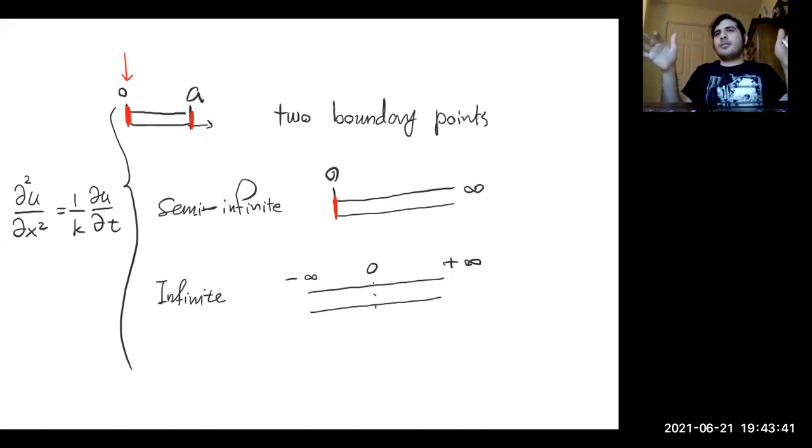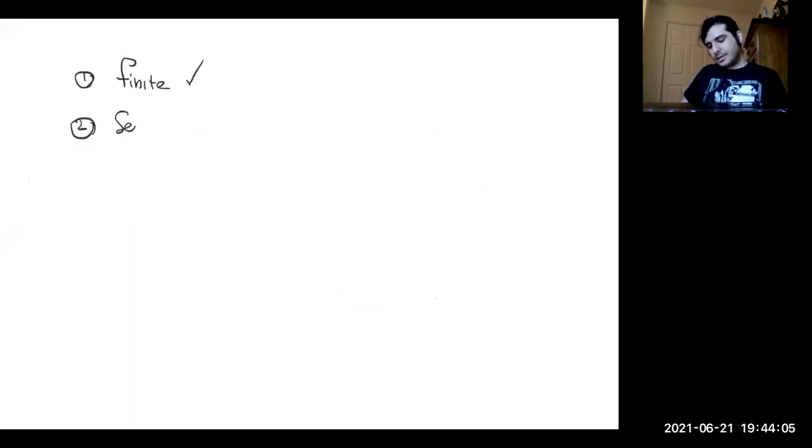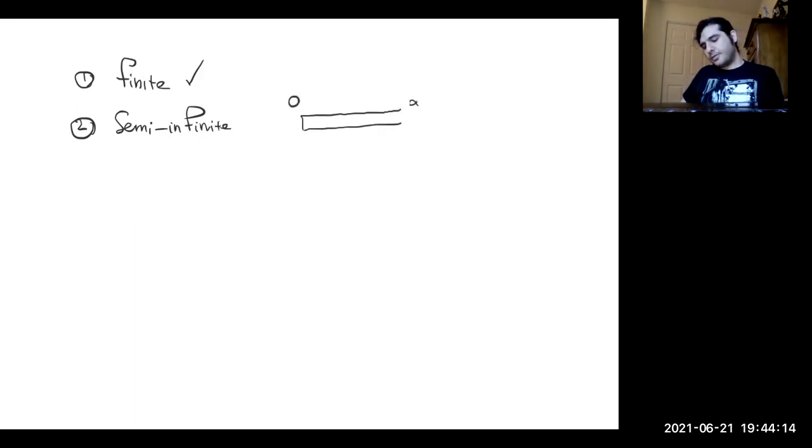The equations are the same. The domain of this function u is changing, and of course the boundary conditions, right? So let's consider both of these things. The finite case, we've already solved. So let's go on to study the semi-infinite case, where we have a bar like this, going from 0 to infinity.